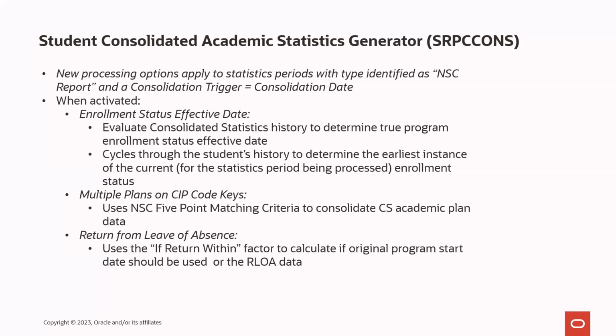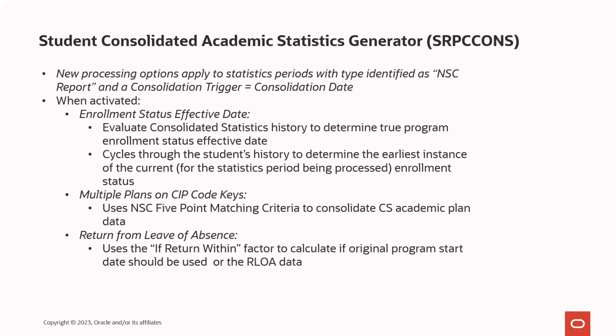The consolidated statistics generator COBOL has also been modified, and this new processing is enabled by the options we just looked at. When the options are activated, the consolidated statistics process will evaluate a student's consolidated statistics history to determine a true program enrollment status date. If a new date is determined, this becomes a baseline date for future NSC reporting so that the process won't need to reevaluate the student's history every time it runs.